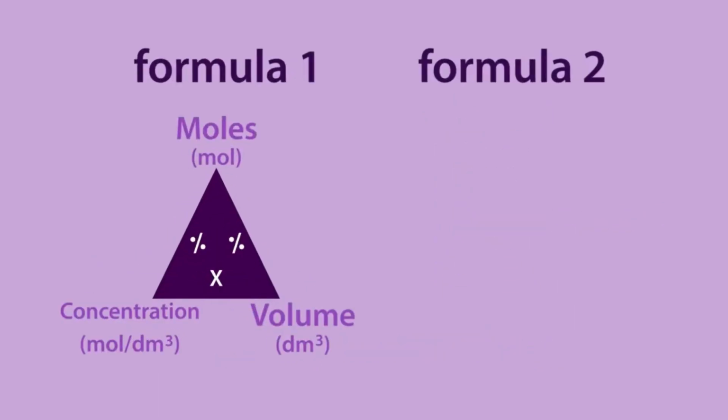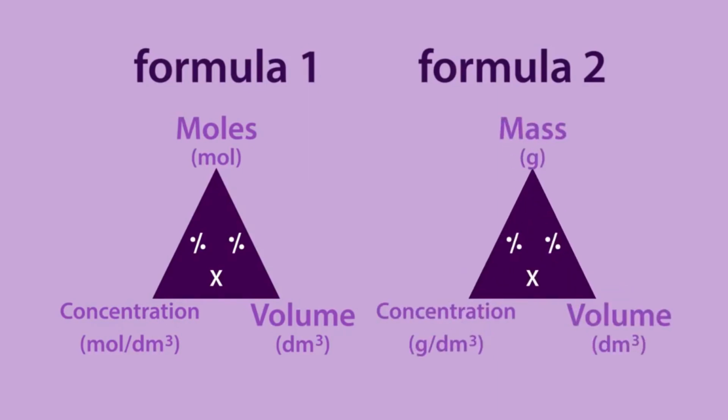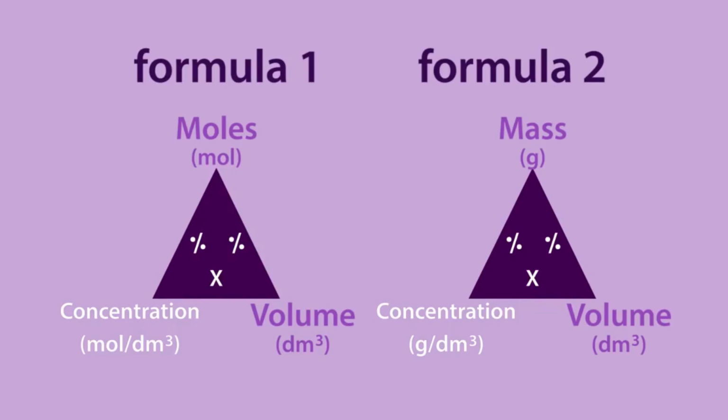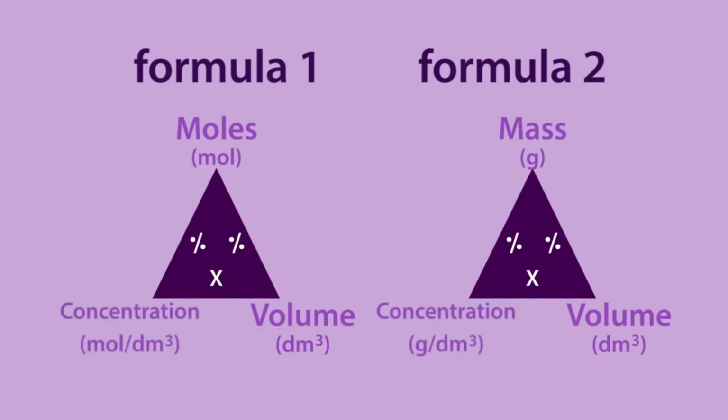In summary, there are 2 ways of calculating concentration. One involves moles, the amount of solute, the other, the mass of the solute. When calculating the concentration, both ways will involve dividing it by the volume. The formula triangle can be used to calculate any quantity by covering up the one you need to find and using a multiplication or a division as shown in the triangle.